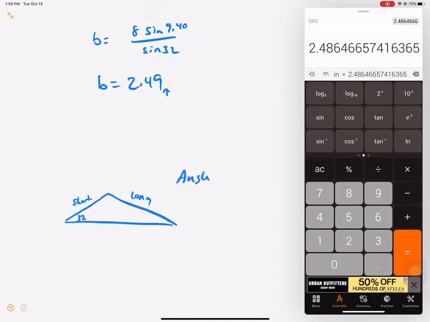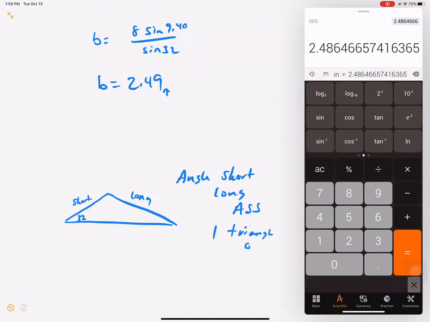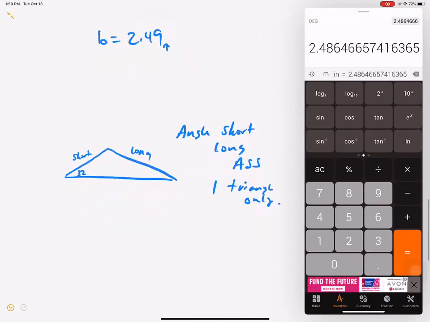Angle, short, long. For an ASS triangle, remember this? One triangle only. Super important to note. These are small random rules, but logically it should make sense. Is there any way for me to spin this side around? No. Let's do one more example.